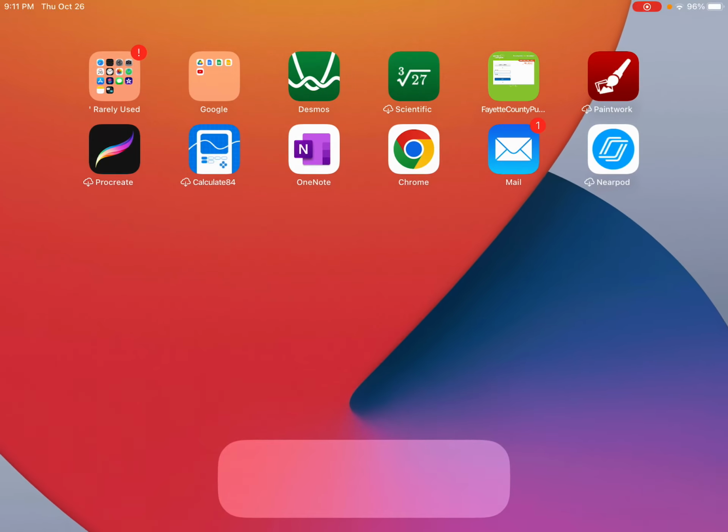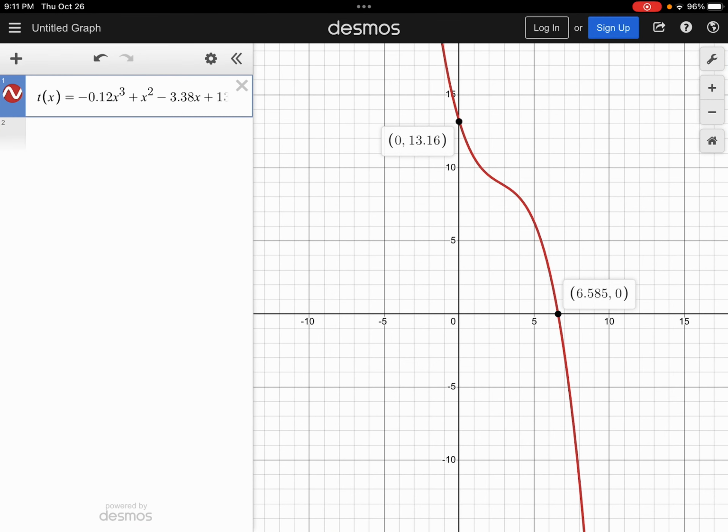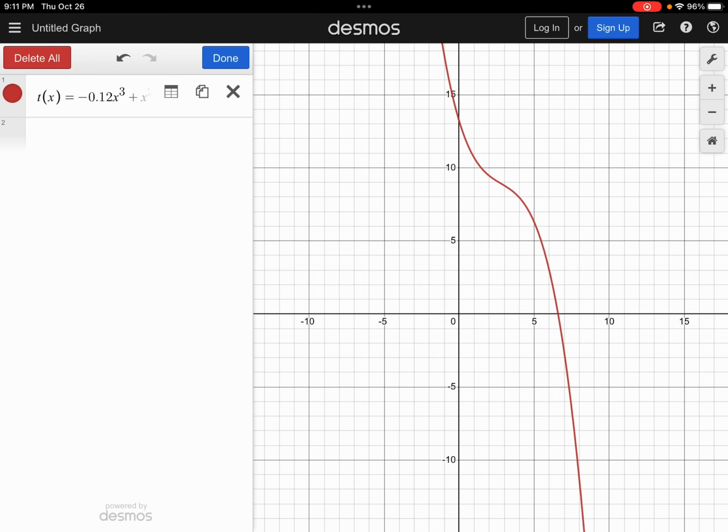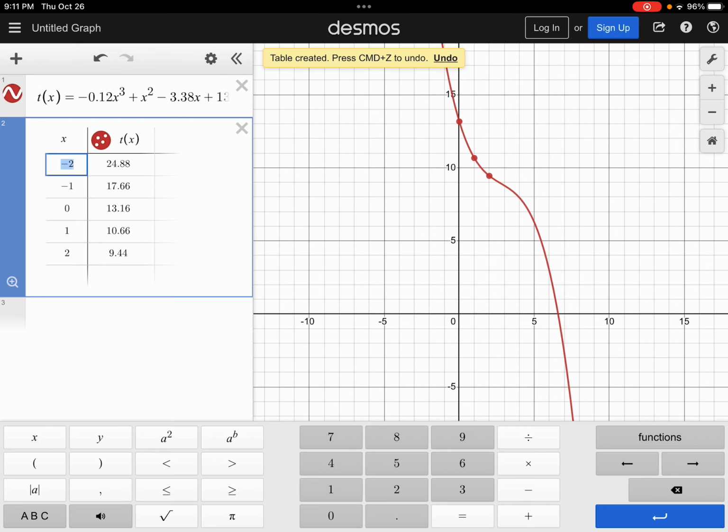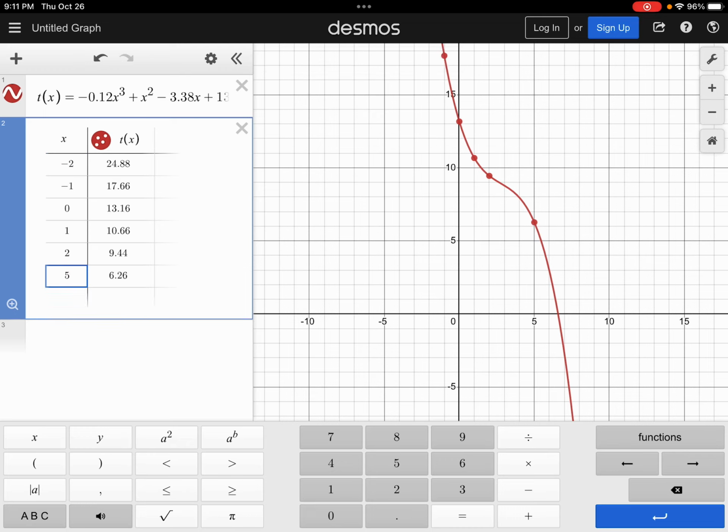Another thing that you could do, anytime I see a function, I like to graph it. So I have typed this into Desmos already. I saved you a little bit of time. I can hit this little gear here, the settings gear right there, and hit table. I could also just type in 5. So my answer is 6.26 seconds to inflate the balloon with 5 quarter cups of vinegar. Okay, so 6.26.